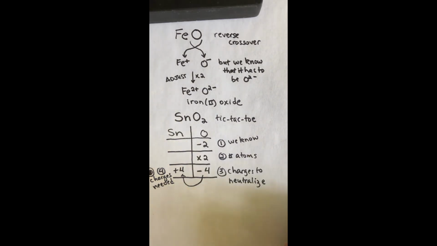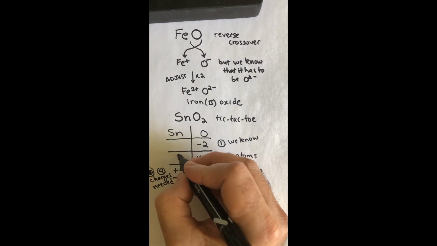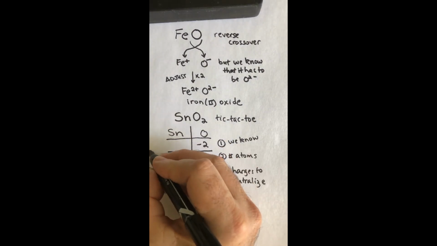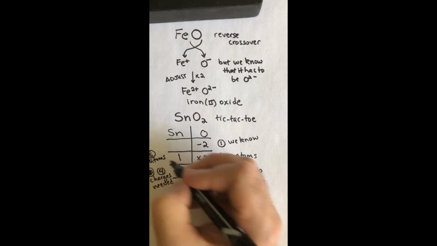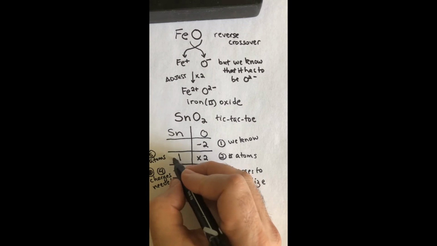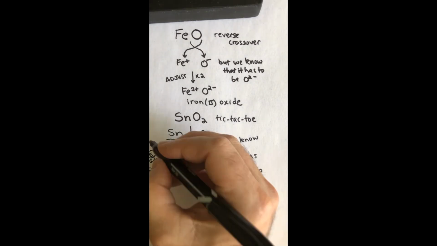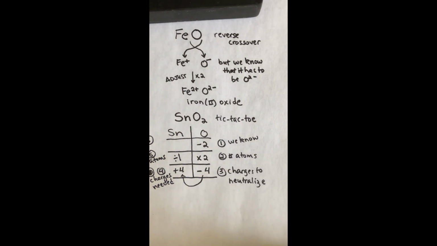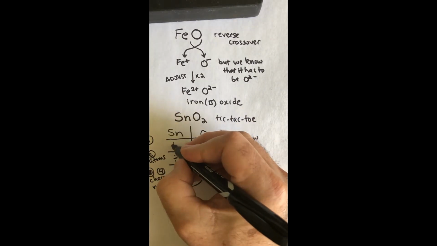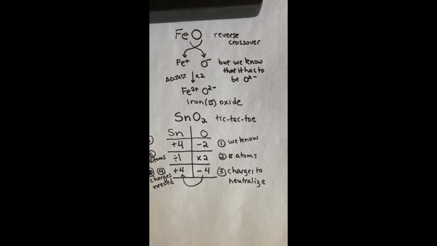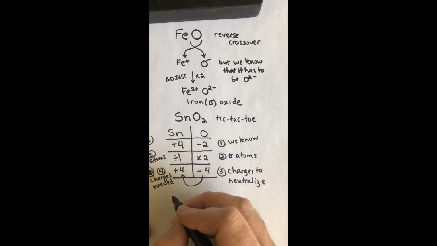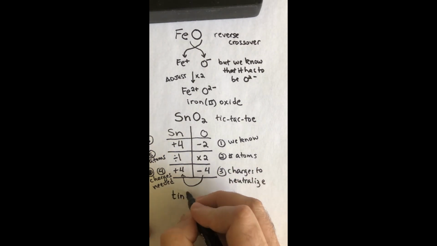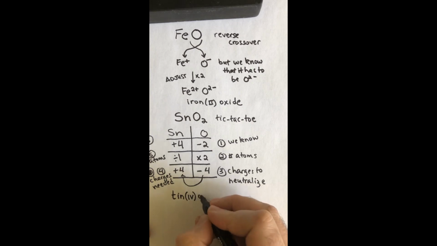Now, how many atoms of tin do we have? Well, we only have 1, right? So this is number 5. This is the atoms that we have. And so what we're going to do is divide the 4 charges between those, and we arrive at what the charge on the tin should be. And that is the tic-tac-toe method. So that tells us that the compound would be tin(IV) oxide.